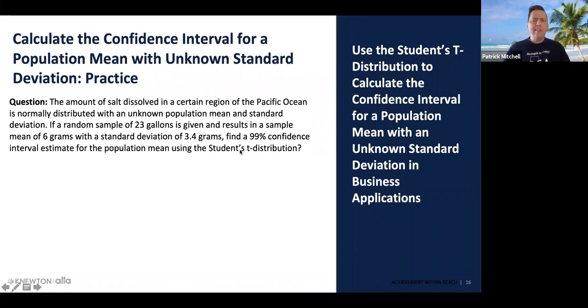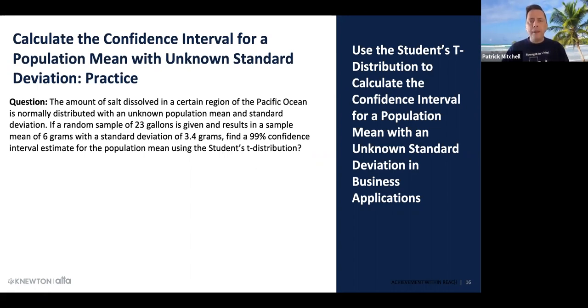I'm just going to say, don't count on the words students' t-distribution always being there. What's going to distinguish this kind of problem from the kind we did in the last section is whether or not the population standard deviation is given. The population mean will never be given. That's the whole point. We're trying to estimate it.